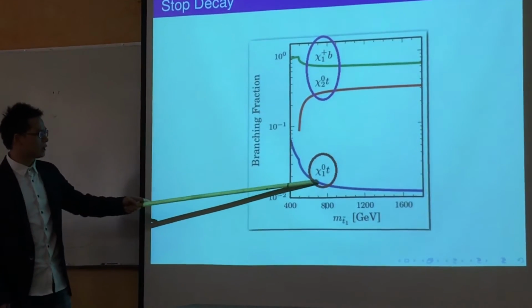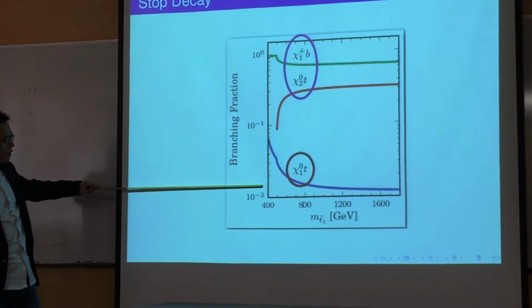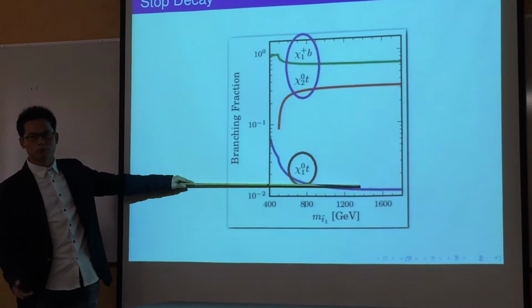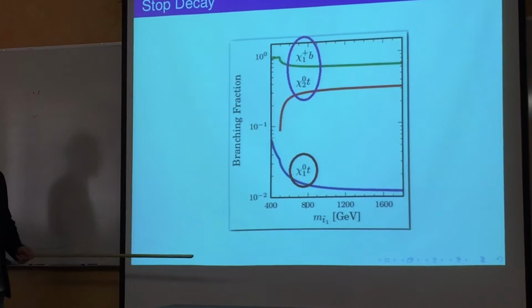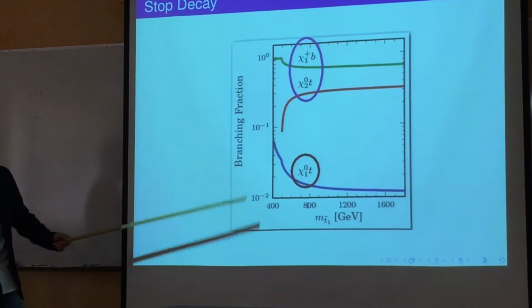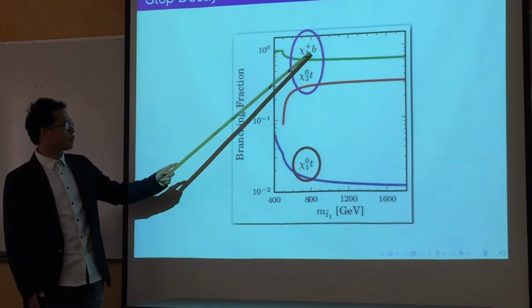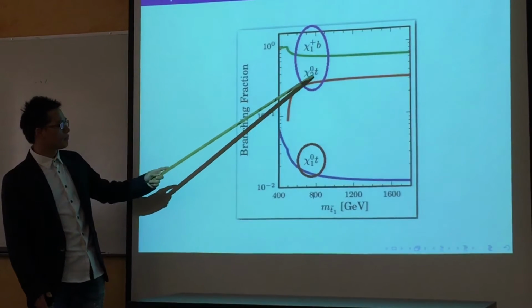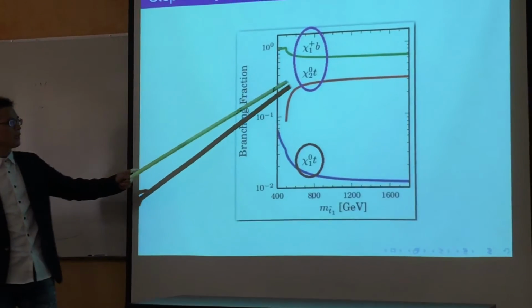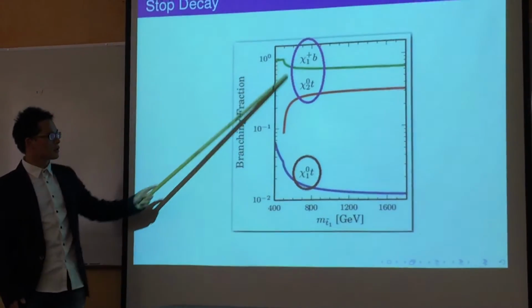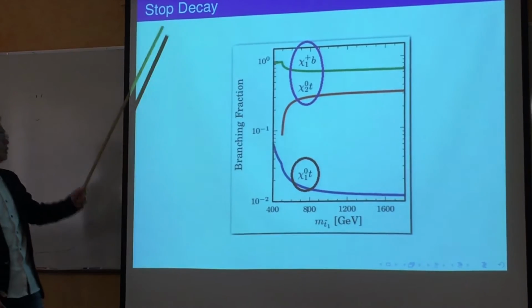From here we can see this channel is highly suppressed. The branching fraction is about a few percent. So it means the current experimental search limit will be much weakened. And then we have those two dominant decay channels, the chargino and this neutrino. So we will use those two channels as our new strategy to find the stop.